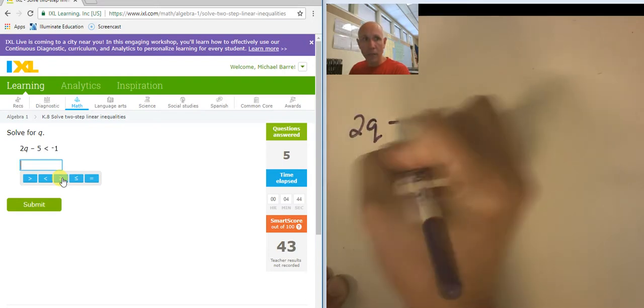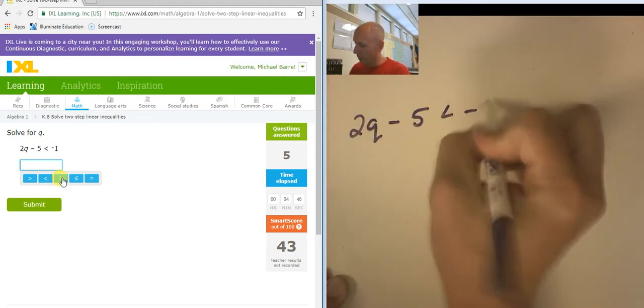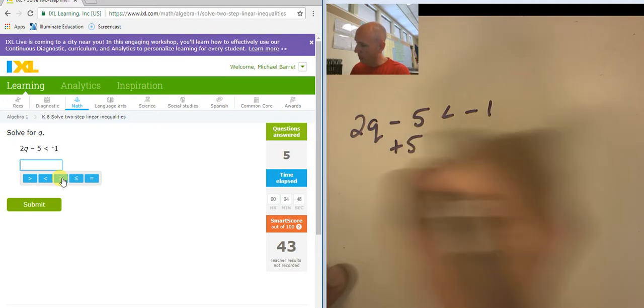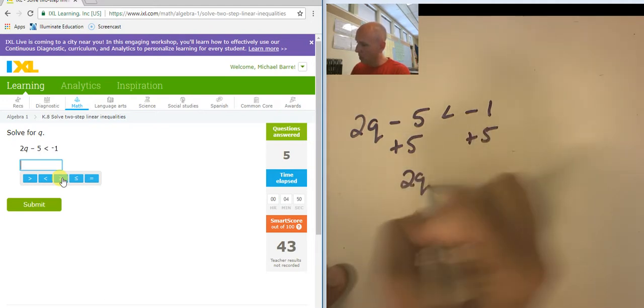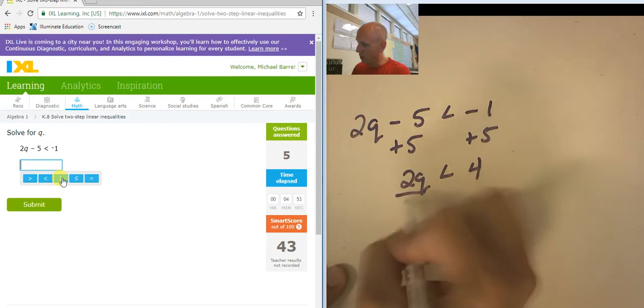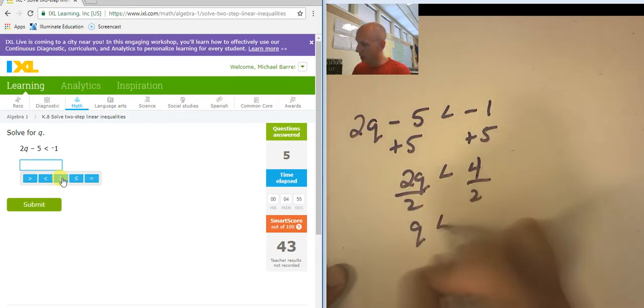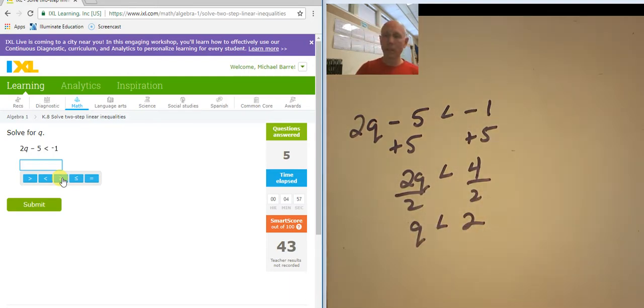Q minus 5 is less than negative 1. Adding 5 to both sides. 2q is less than 4. Dividing by 2. Q is less than 2. I did not need to flip it because I did not divide by a negative.